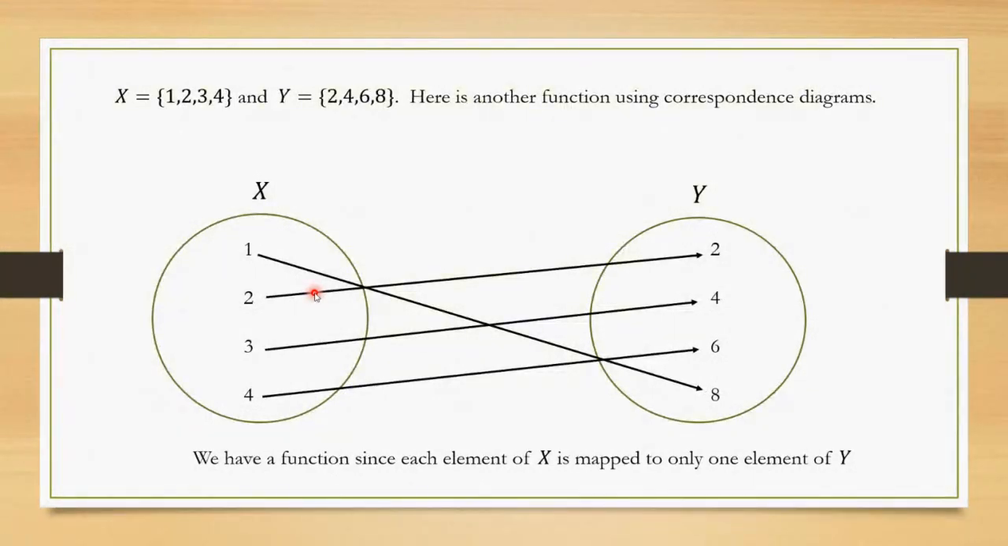This is also a function. Notice that x and y are the same sets as in the previous example. The arrows are drawn differently though. So we have a different function, but we still have a function. In this case, 1 is assigned as input and gives you back the output 8. Before it was 2, now it's 8.